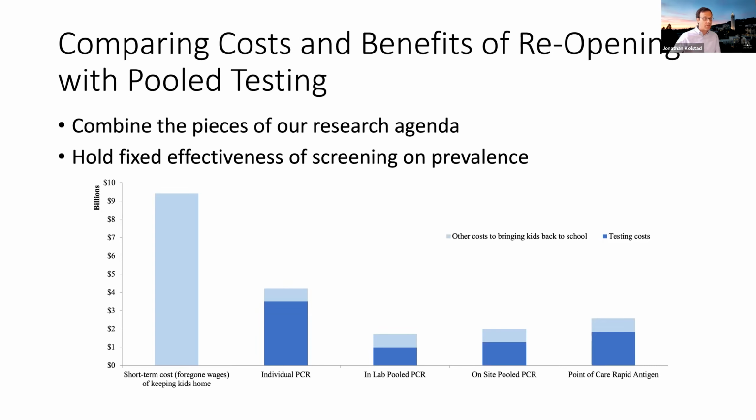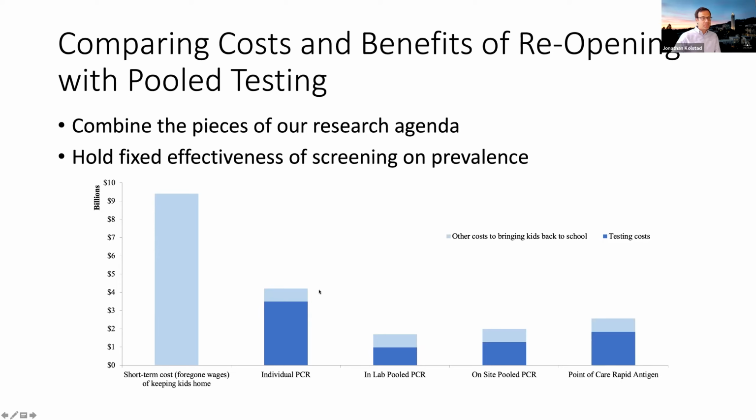We don't even need to go that far though. Here, basically, I'm just going to compare that $9.4 billion in foregone wages weekly with the cost of doing weekly PCR testing, as well as the additional costs of bringing kids back to school. This is work that's going to be coming out in a paper with some colleagues. These additional costs are basically the cost of changing air filtration, other investments needed to reopen schools. But the bulk of it, if you're doing testing, comes in the testing component, particularly if you're doing individual PCR.